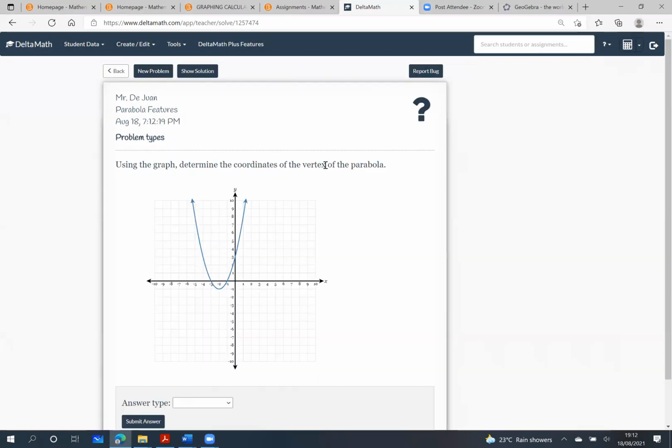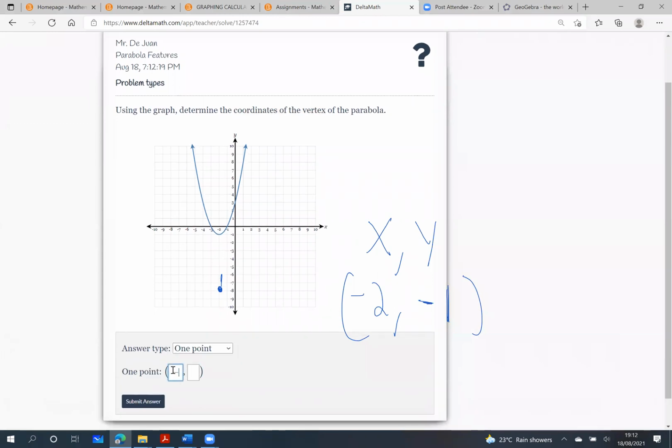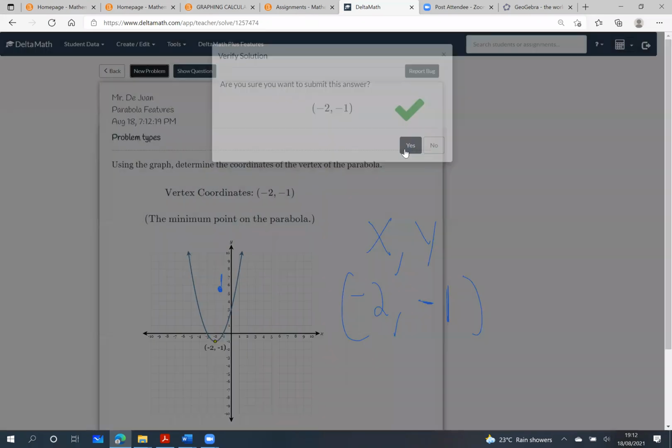Coordinates of the vertex. Now here we're going to ask for coordinates of the vertex. Remember, the vertex is where you have the furthest point, south, in this case, right here. We're always going to write it x, comma, y. X, -2. Y, -1. -2, comma, -1. There's only one point where you have a vertex. Solo hay un punto donde tienes un vertex. There we have it.